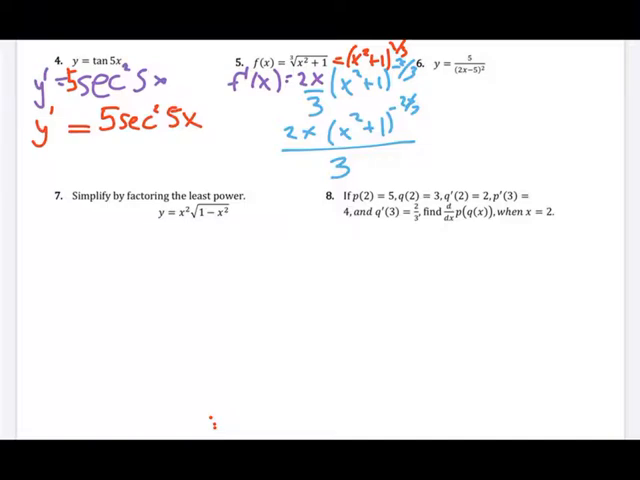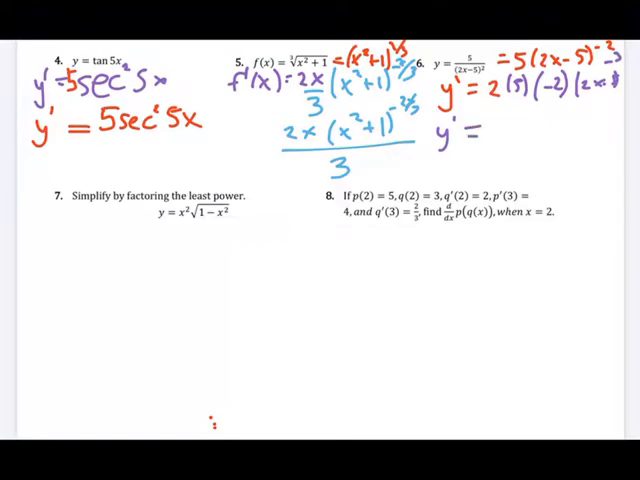Okay, number 6, I'm going to start by rewriting as well. So now the derivative of the inside, 2x minus 5, is 2, times the 5 that was already there, times, I'm going to drop my exponent down, -2 times 2x minus 5 to the negative 3rd power. So y prime equals, what is that, -20 times 2x minus 5 to the negative 3rd power.